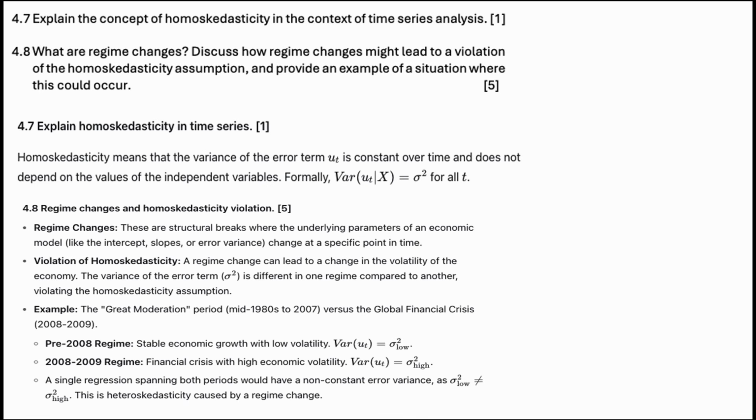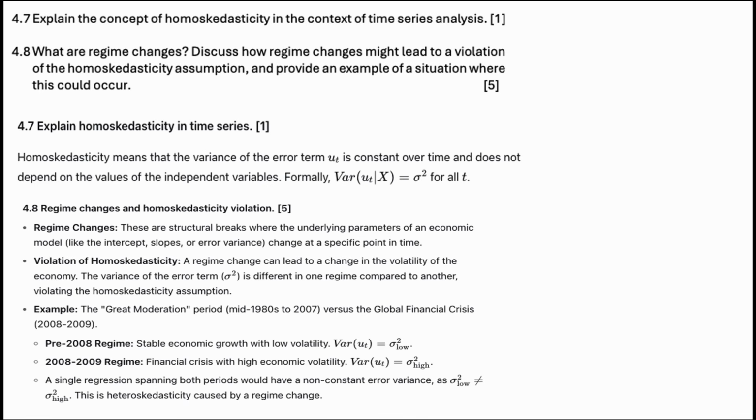And then what are regime changes? I don't know if it'll be tested, but let's just chat about it. So regime changes are structural breaks where the underlying parameters of an economic model, like the intercept, slopes, or error variance, change at a specific point of time. How does this violate homoscedasticity? So a regime change can lead to a change in the volatility of the economy. So the variance of the error term is different in one regime compared to another, violating the homoscedasticity assumption.